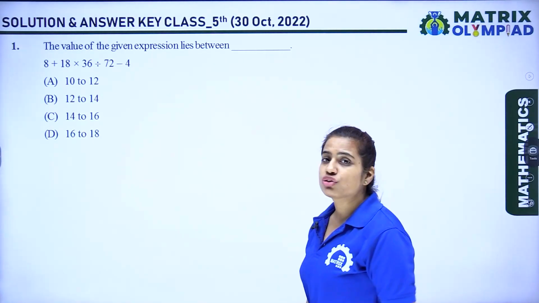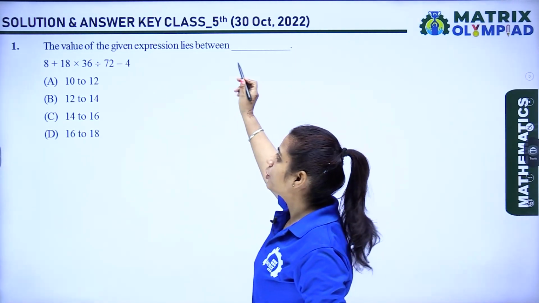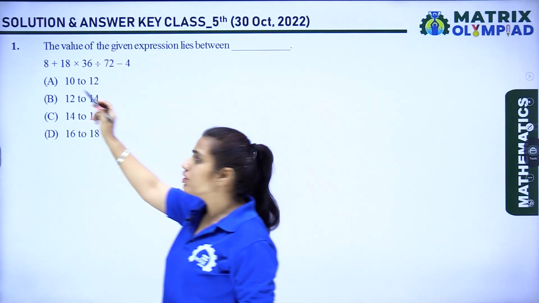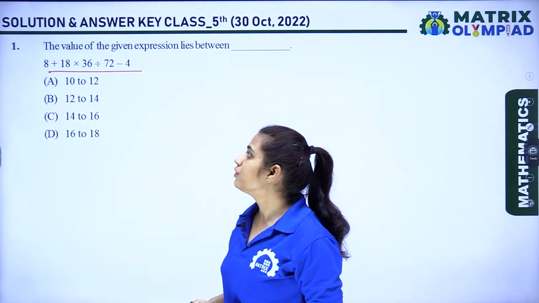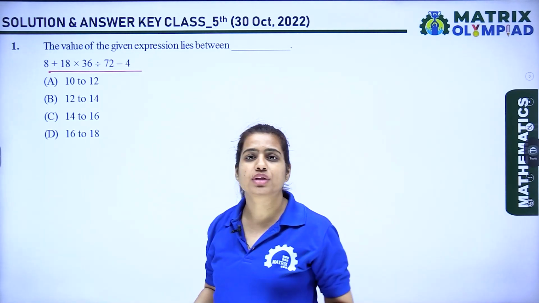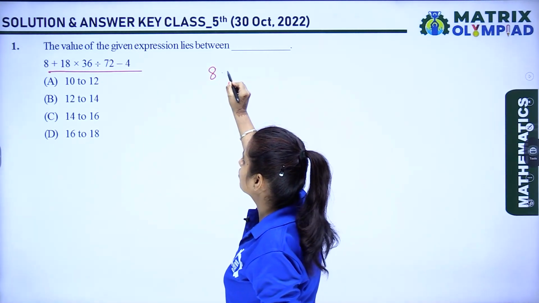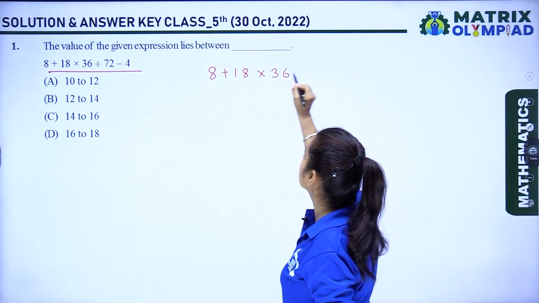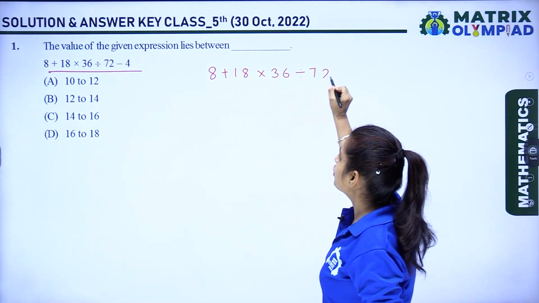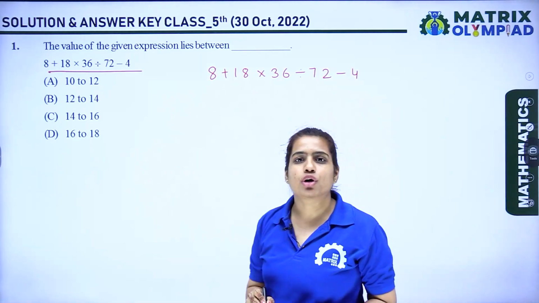So here the first question is, the value of the given expression lies between. We have to find out the value of this given expression and then out of the four options we have to opt the correct answer. So let's solve this question. 8 plus 18 multiplied by 36 divided by 72 minus 4. So here we are going to use the BODMAS rule.